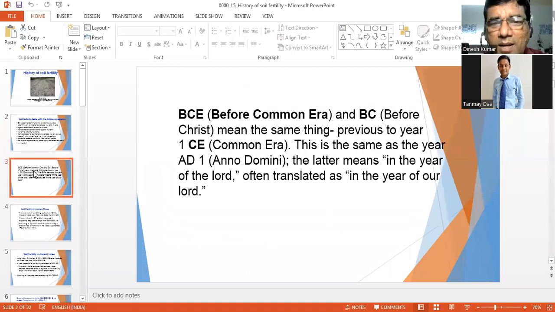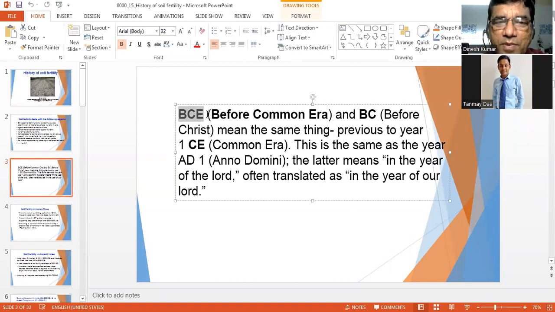Now, as we know, in history we get certain dates: AD, BC, BCE. So what is the difference between AD and BC? Because history is related to dates and years, decades, centuries, millennia. BCE, many times you will find written. BCE means before common era, and you can write either BCE or BC. They have the same meaning. Some people write BCE and some people write BC. BC means before Christ.